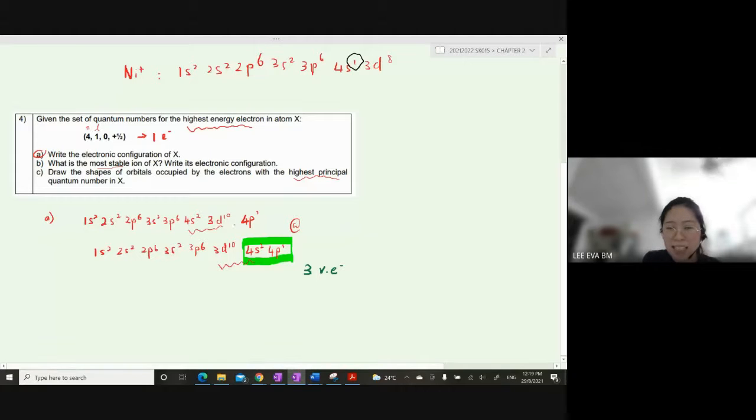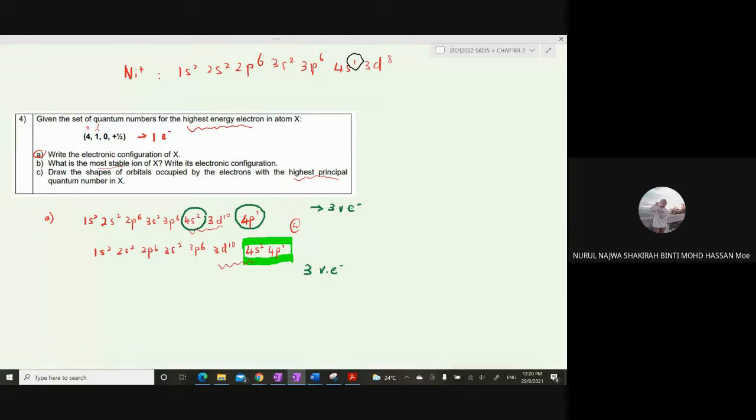Kalau berbanding dekat sini lah. Kalau ini tak ada masalah. Cuma awak kena alert. 4s2, 4p1 adalah awak punya valence electron. Okay, sama jugalah valence electron dia ada 3. Okay. Is everyone follow?